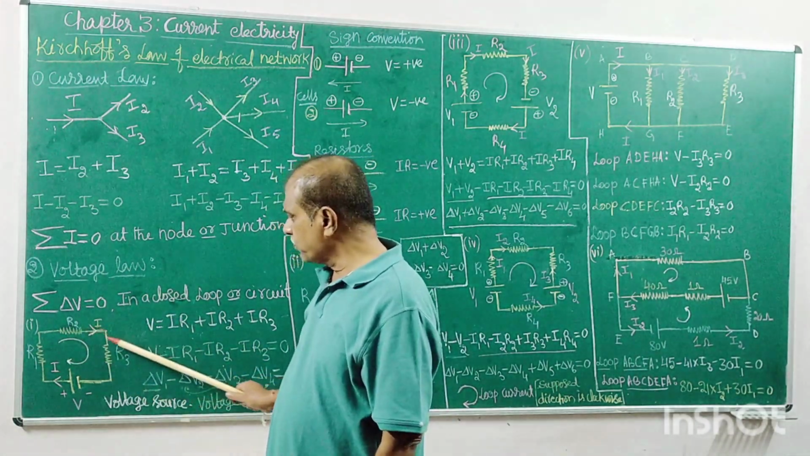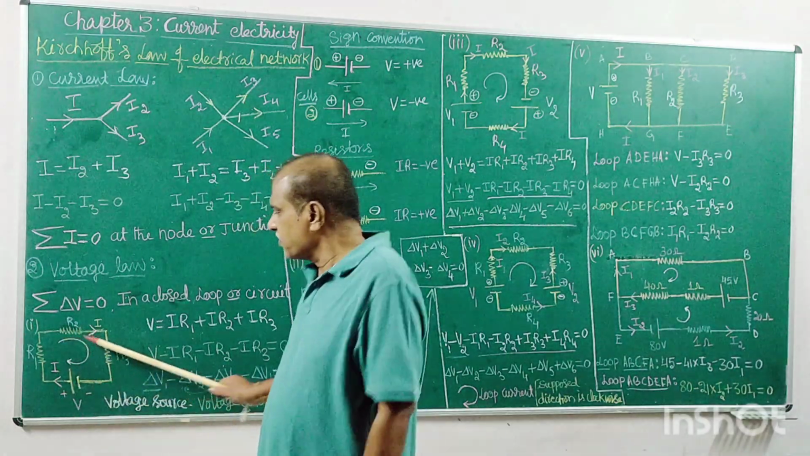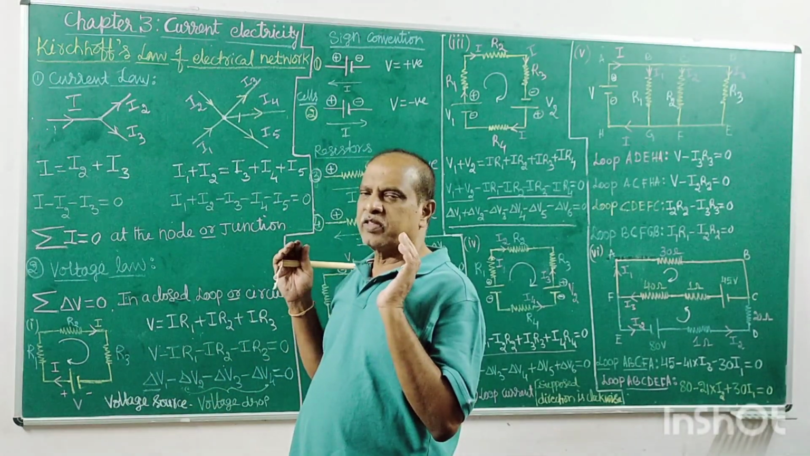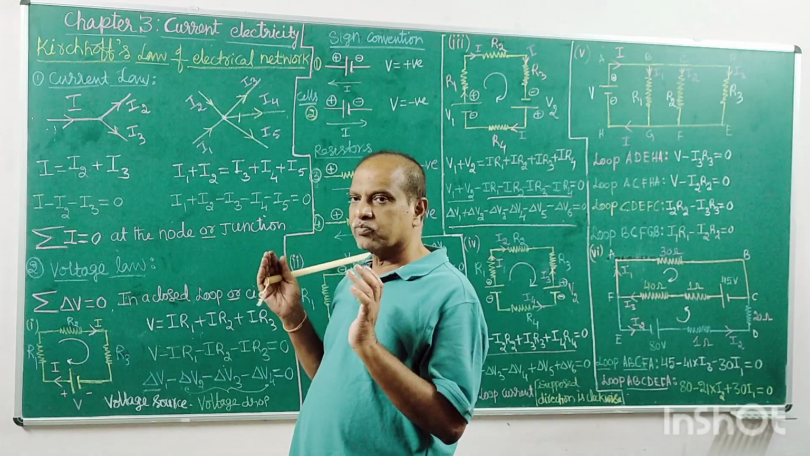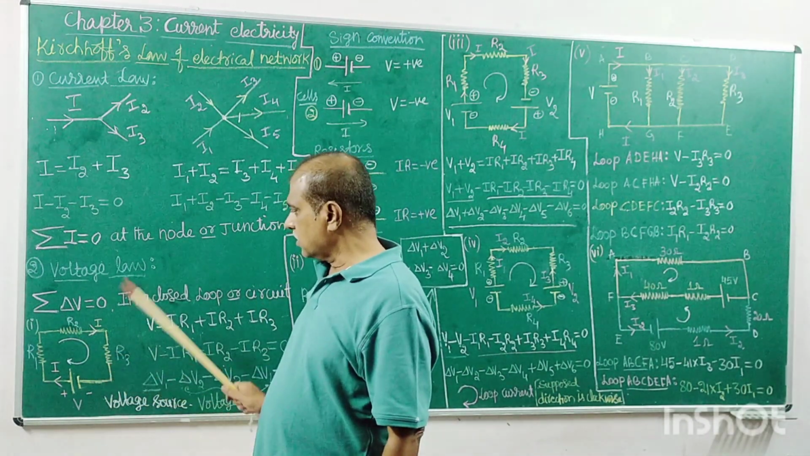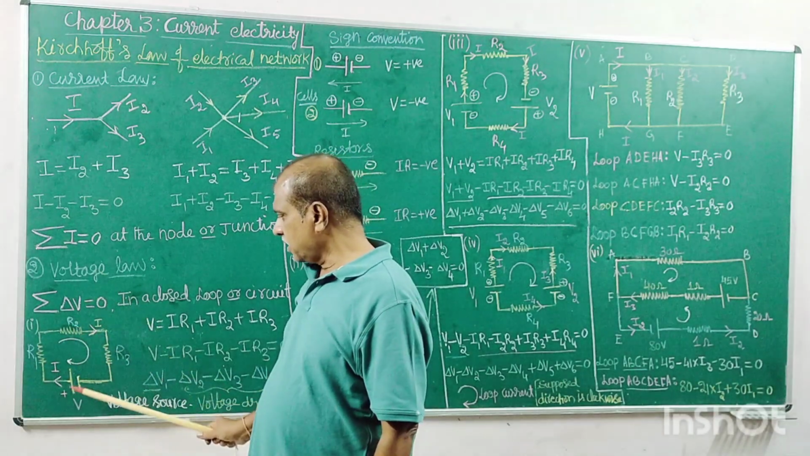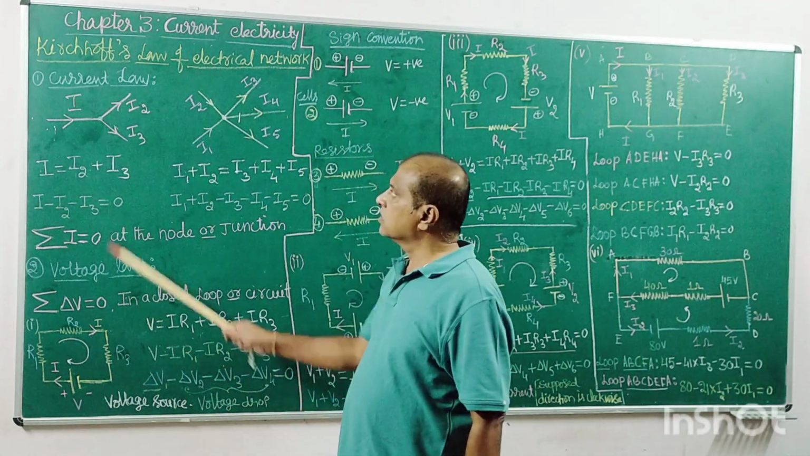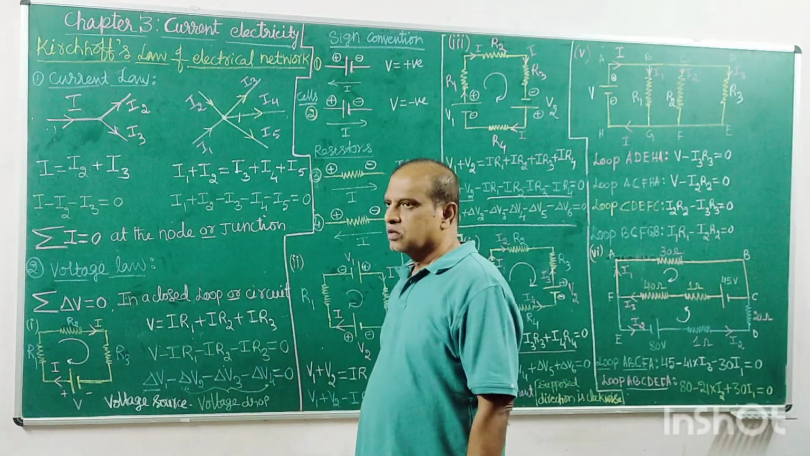In a loop, it is an isolated system. Whatever amount of electric energy is gained is the same as the electric energy lost. Lost by resistors, gained by cells. That is what the second law states.